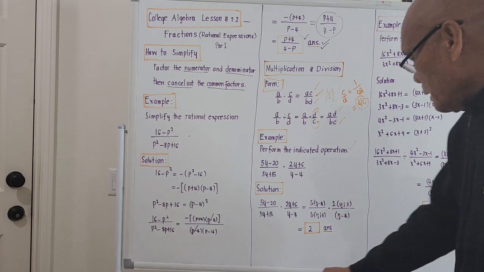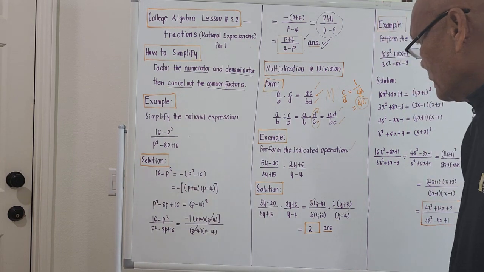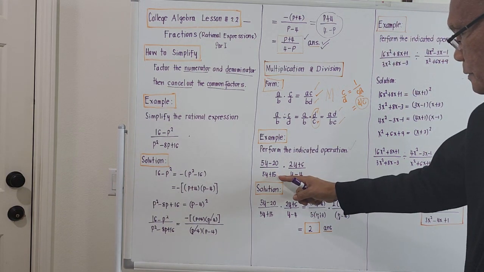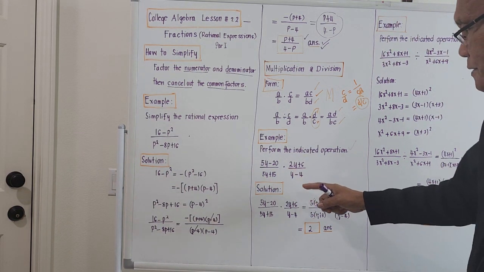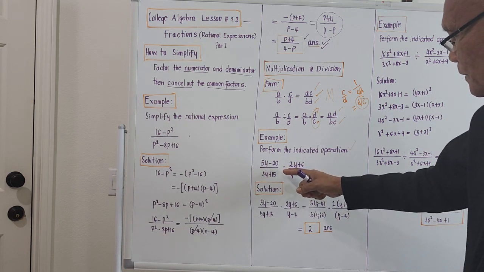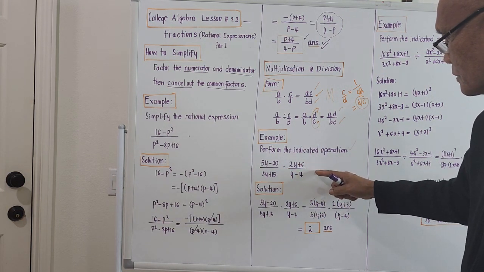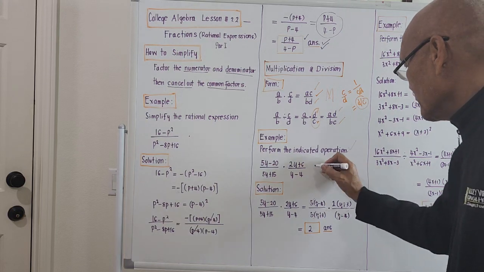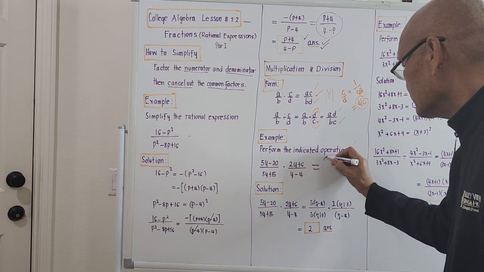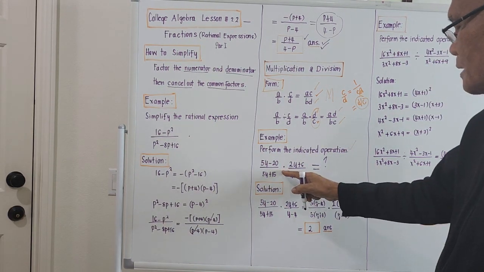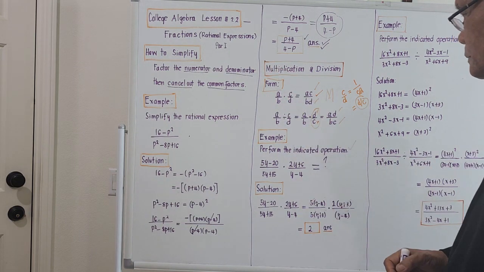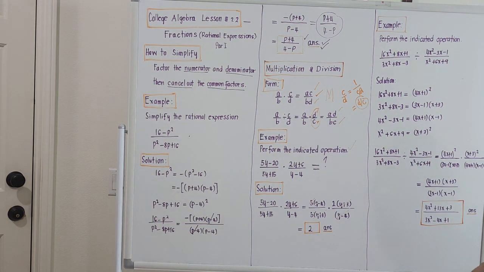Okay, indicated operation, meaning we are given a first fraction and the problem is asking: if we multiply this first fraction by the second fraction, what will be the result? This is considered to be multiplication. Let's try to bring out the solution.